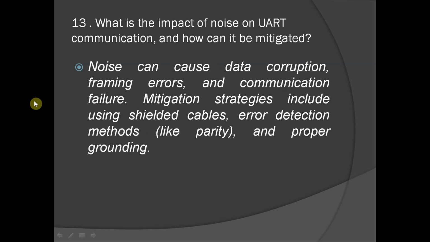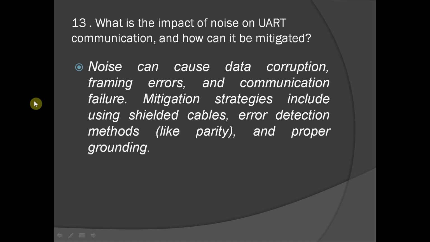What is the impact of noise on UART communication and how can it be mitigated? This also we have seen. Noise can cause data corruption, framing errors, and communication failure. Mitigation strategies include shielding cables. This is a physical form they are talking about, but we are more intended towards the protocol related, so I'm skipping this.